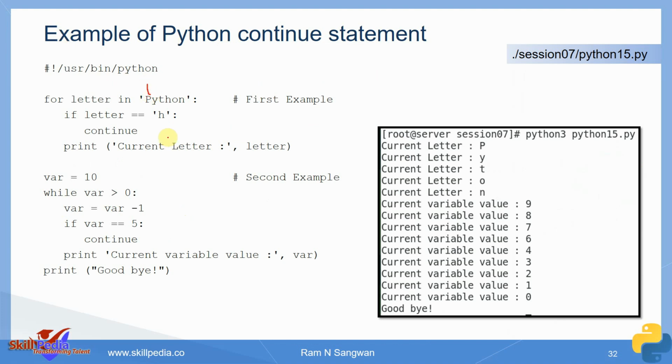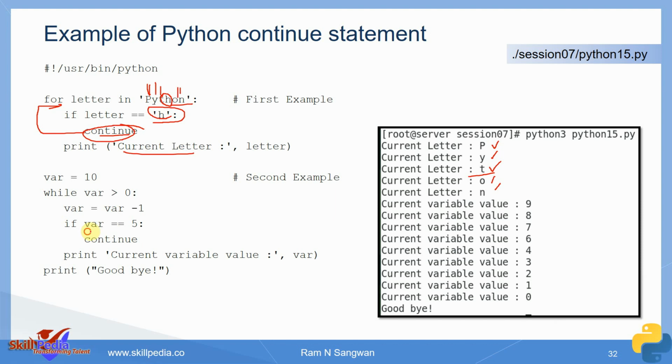Letters in Python. At H we are skipping it. We are continuing. What does it mean? For P, do. Y, T, yes. For H, continue. Continue means don't exit the loop, but go back to the beginning. That means this statement will not be executed for H, but for O and N it will be executed. So only H will be skipped. So you will get P, Y, T, O, N. H is skipped because we use the continue statement.